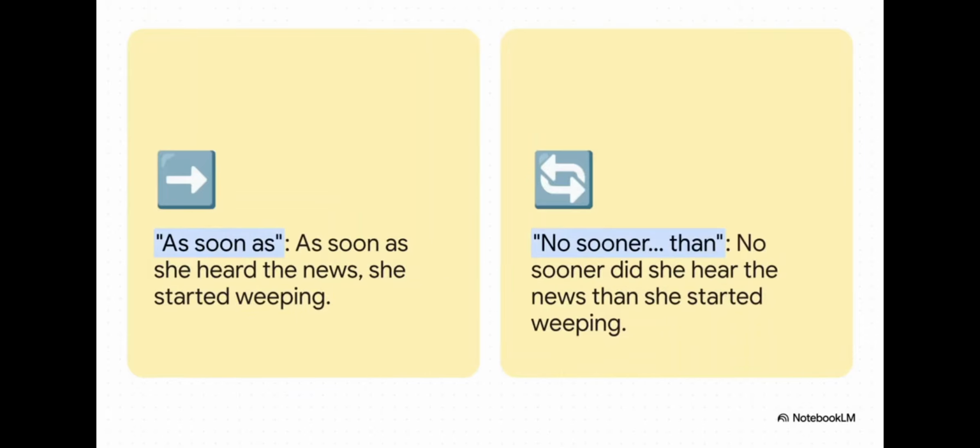Now this one is a classic. It's a fantastic way to show you understand a powerful grammar rule called inversion. Just look at what happens when you start with no sooner. The helping verb did literally jumps in front of the subject, she. It's a pretty sophisticated structure and it adds this great sense of emphasis that really makes your writing pop.